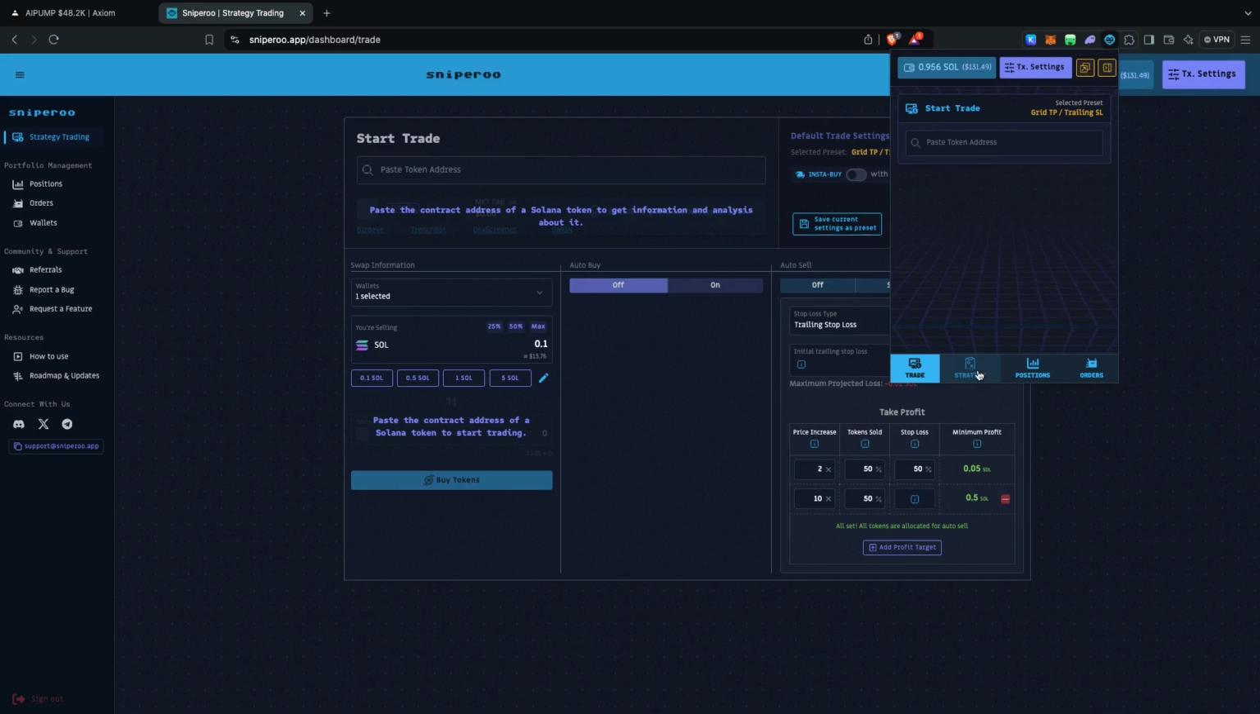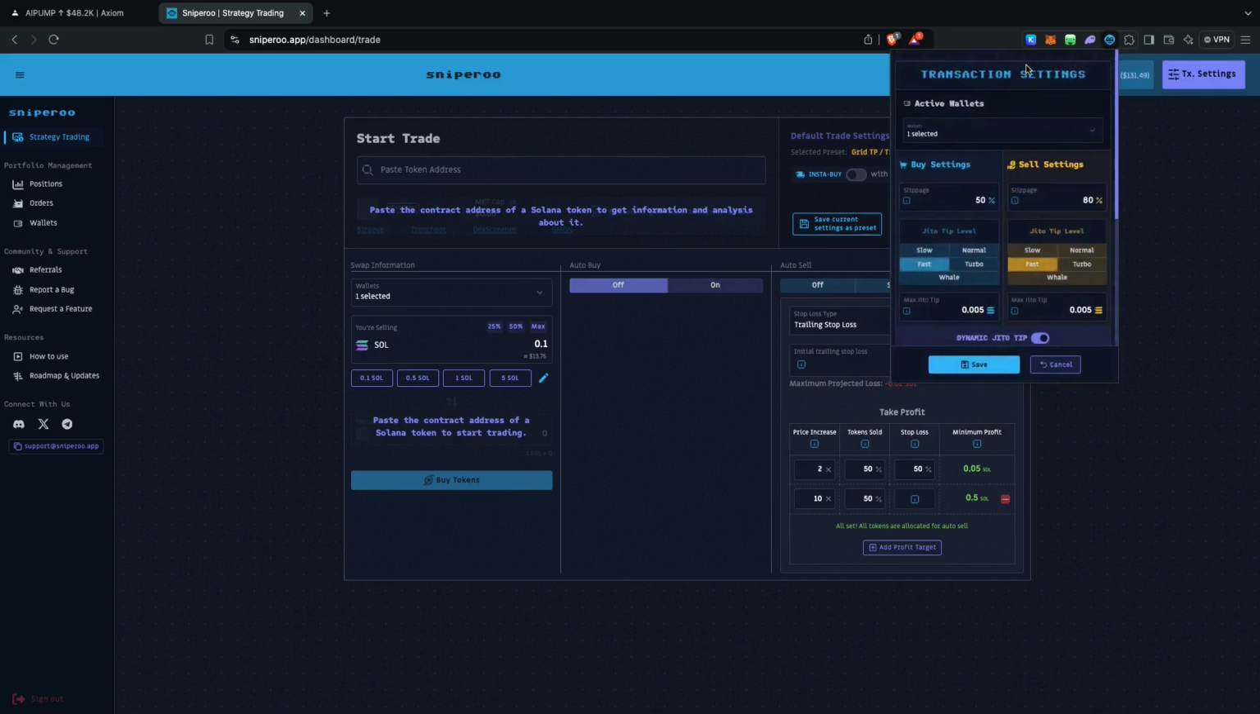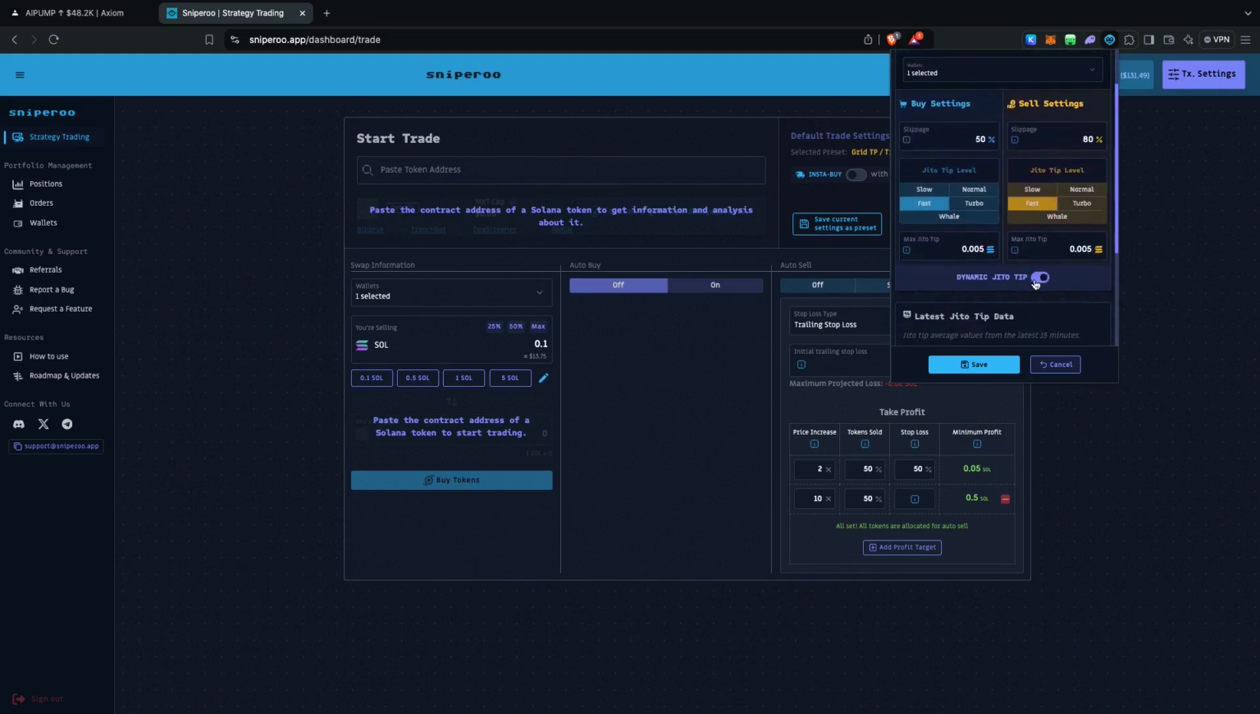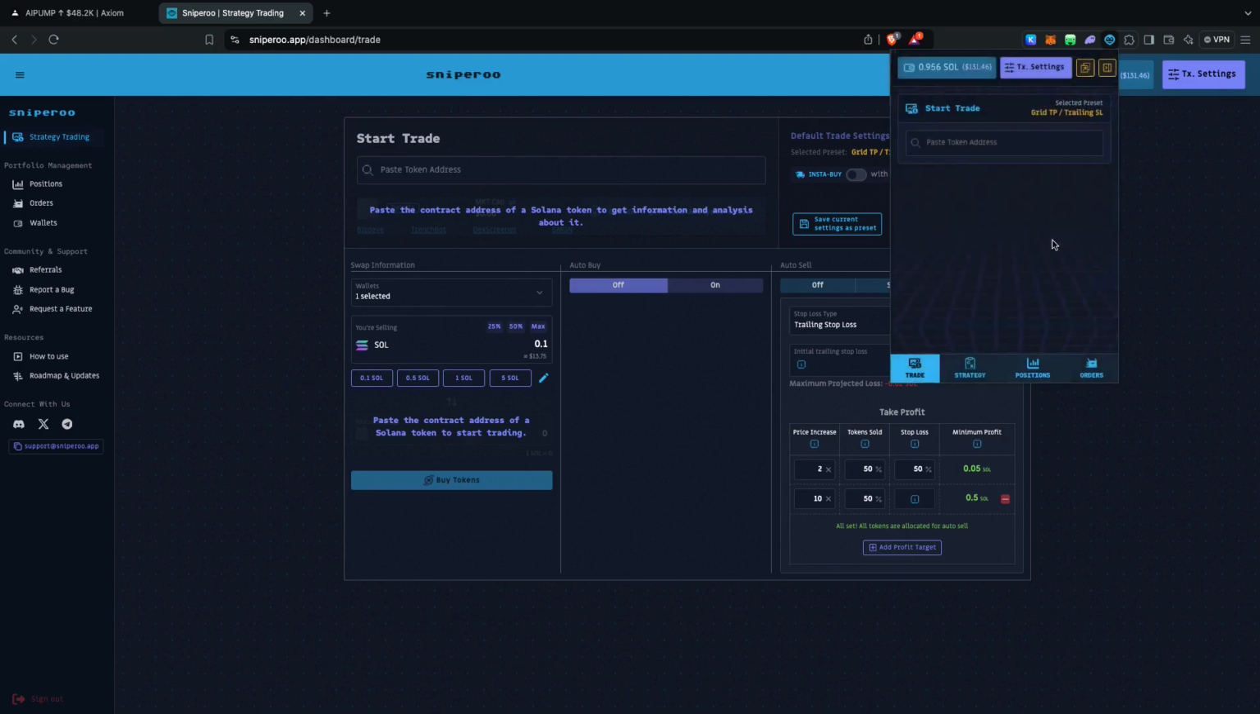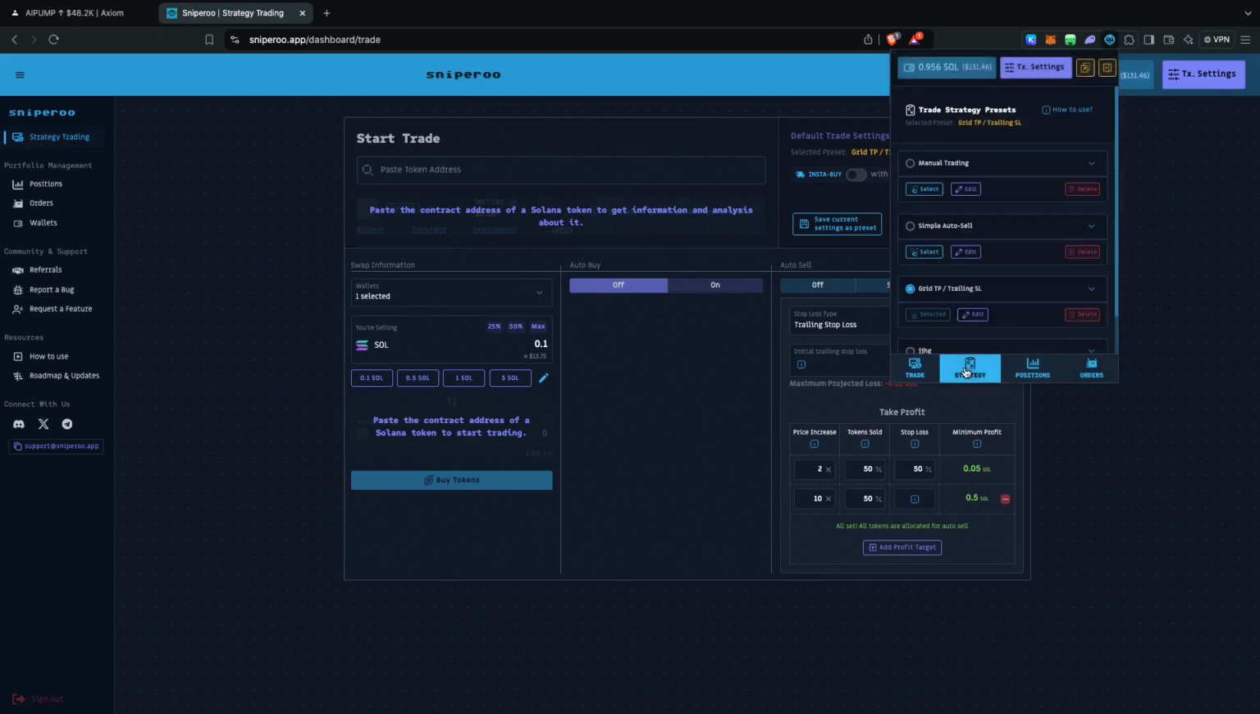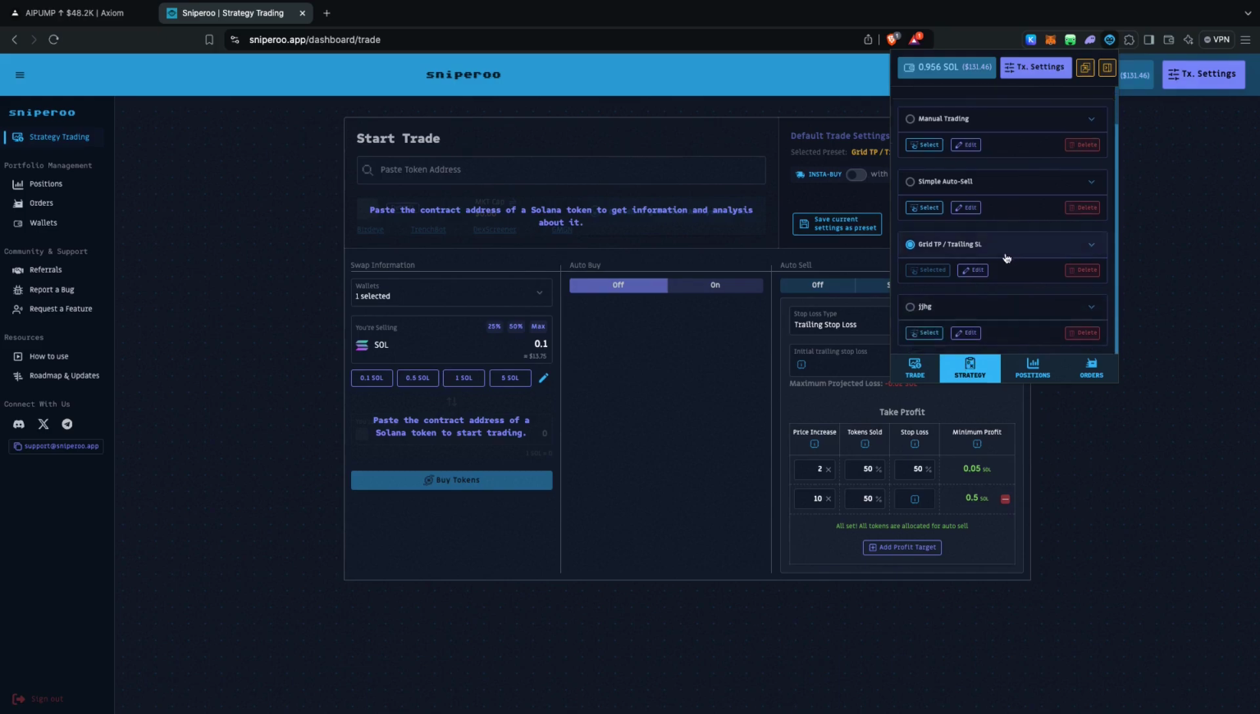So if we go on transaction settings and we go down, obviously I've got dynamic jitter tip. It allows me to have the optimum fast speed, so all my transactions do go through, I never get rejected. Okay, so once you do that, you also have to go to your strategy. This is very important. Grid, take profit, and the trailing stop loss is what I have highlighted.